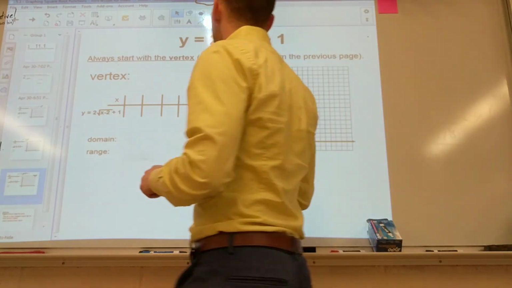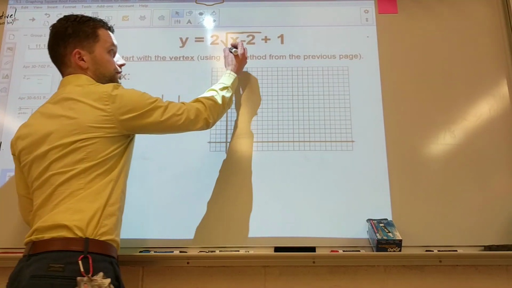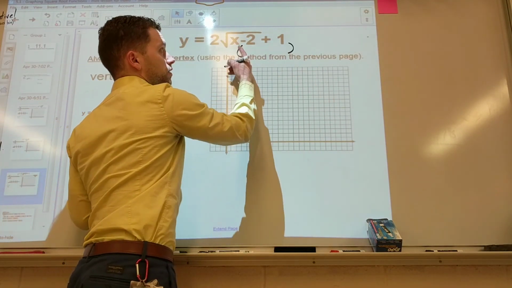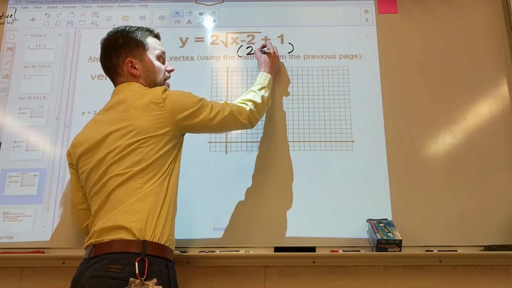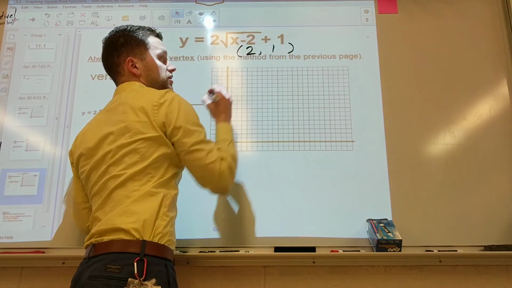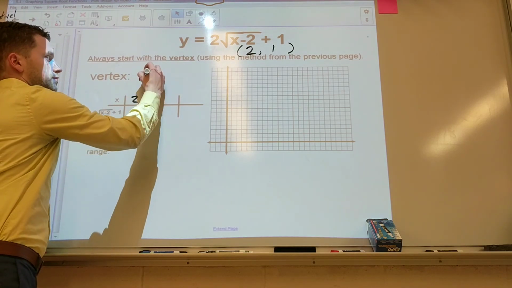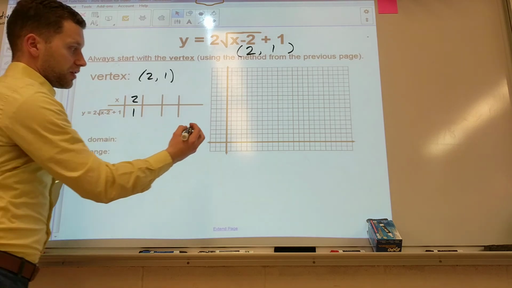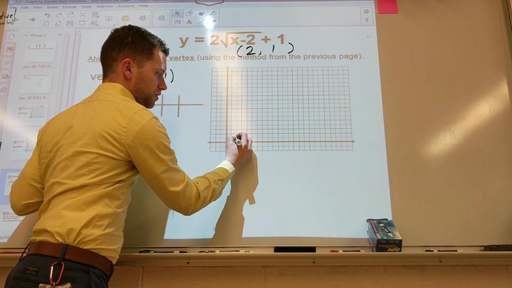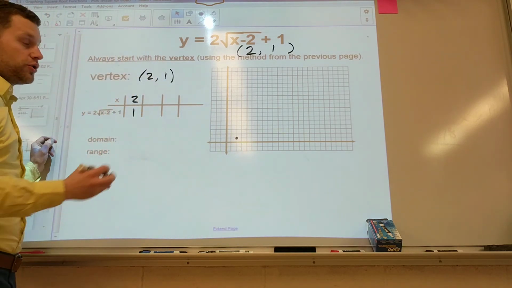All right, so let's start by finding our vertex, okay? X changes, so this is going to be a positive 2, and this just stays the same, which is a 1. So our vertex is 2, 1. We can even graph it. 1, 2, comma 1. All right, cool. So now we're going to use that 1, 3, 5 rule.